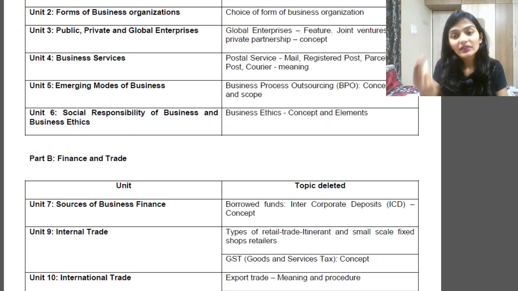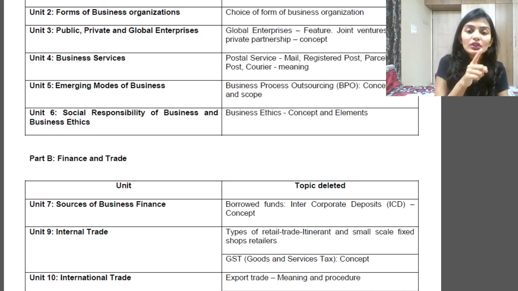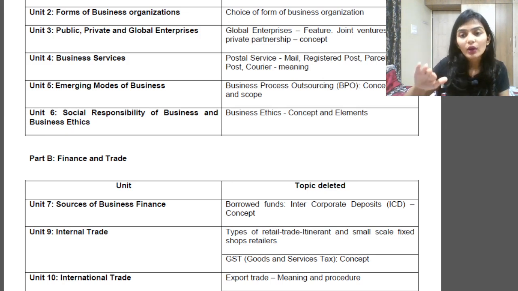Then in the other segment you have two types, the small scale ones and the large scale ones. The small scale fixed retailers are going out, but the large scale ones all stay. So the departmental stores and malls and everything are going to stay. Only the 4 points in the small scale fixed shop retailers are going out.